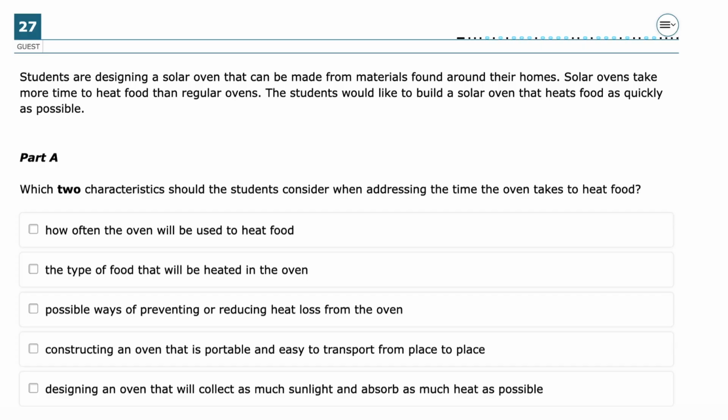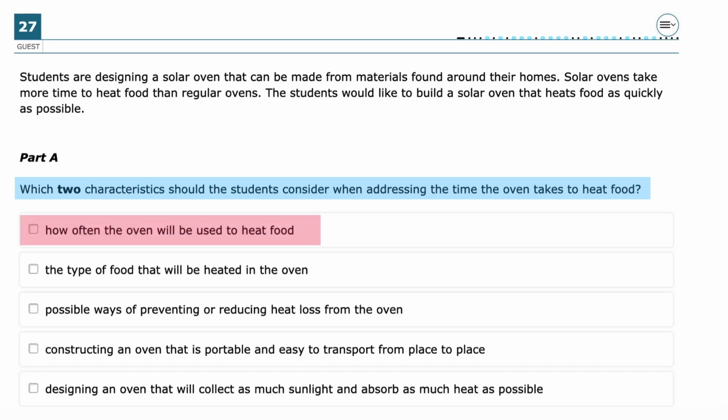This problem asks which two characteristics students should focus on to help their solar oven heat food as quickly as possible. That means they need to think about increasing heat gain and reducing heat loss. Let's look at each answer choice. How often the oven will be used to heat food. This doesn't affect how fast the oven heats food. It's more about scheduling or usage, not performance.